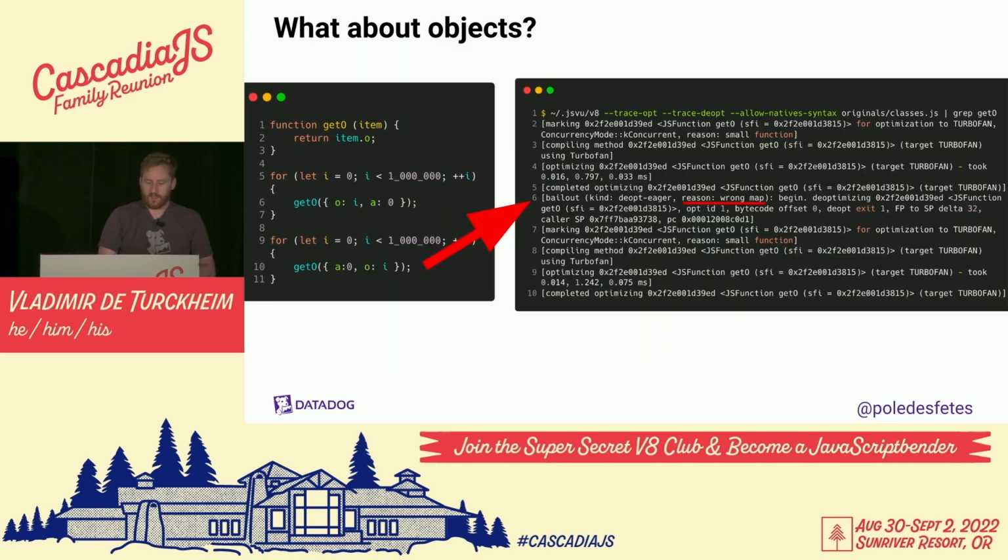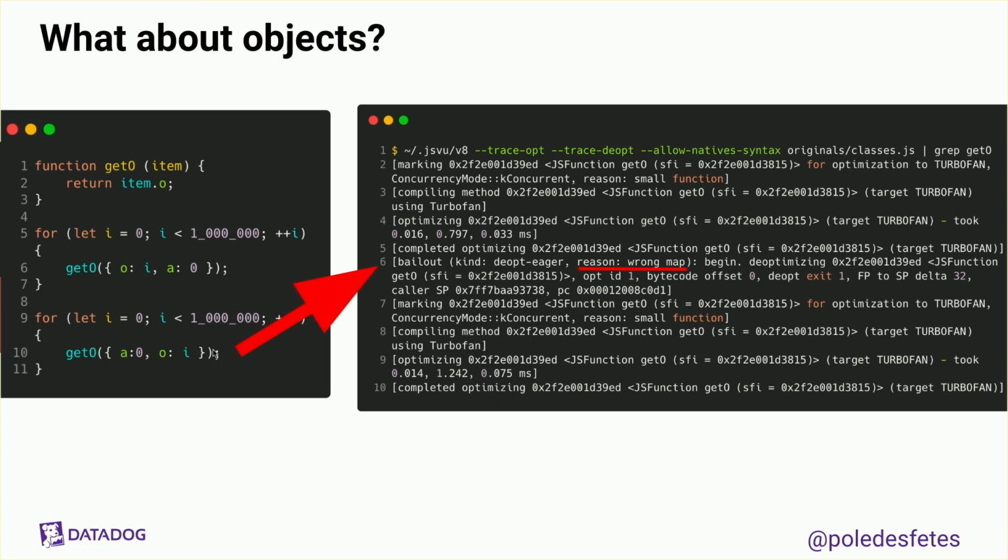Yes. And now, because we are mean, we call the function with A0 then I. You know, it's technically the same object in JavaScript, right? Wrong. Because on line 6, we have the optimization reason: wrong map. What does that mean? That seems extremely weird, especially since per the JavaScript specification, those two objects should be equivalent.